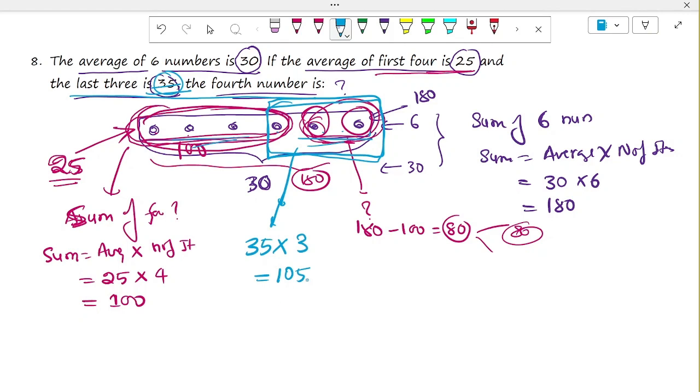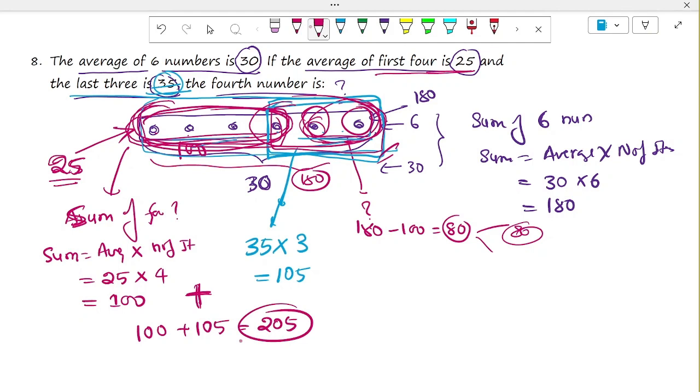Now try to understand the whole scenario. What they have done is they have given the total sum. First thing is the total sum. Then second, the sum of the first four parts. And the third is the sum of the last three elements. When I add these both, the first four items and the last three items, I am getting 100 plus 105. This will be equal to 205.